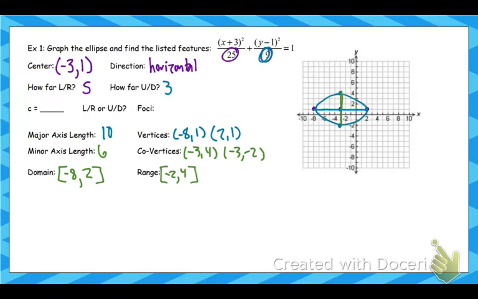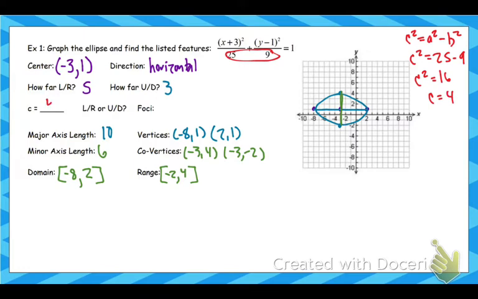Now let's talk about C and the foci. So the way we get C, we're going to use that equation that's on your notes. That equation kind of looks like Pythagorean theorem, but it's not. That equation is C squared equals A squared minus B squared. So remember, A squared is one of these two numbers at the bottom. It's whichever one is bigger. B squared is the smaller one. So C squared is 25 minus 9. So C squared is 16, which tells us that C is 4.